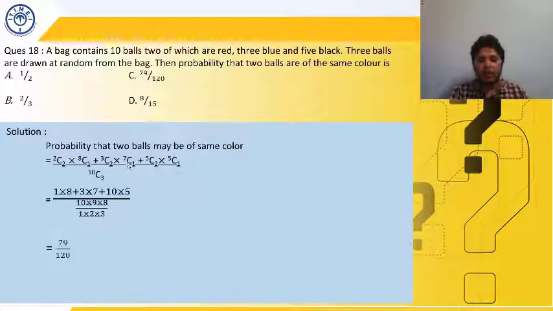So after solving, what answer will we get? 79 upon 120 is my required answer, which is choice C. I hope it is clear to all of you.